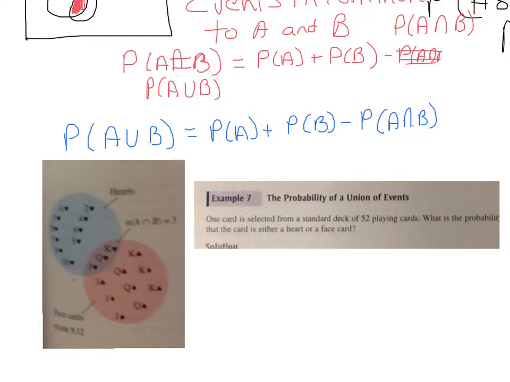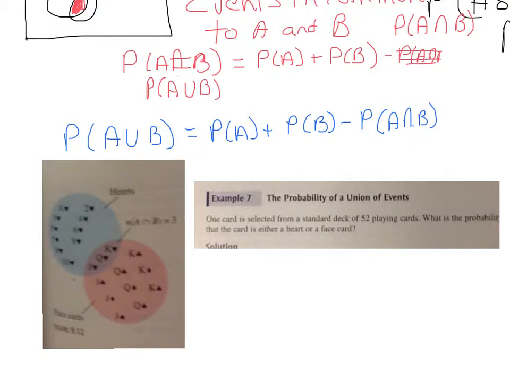All right, so let's look at this example. I just took the picture out of your book, but it says that one card is selected from a standard deck of 52 playing cards. What's the probability that the card is either a heart or a face card? Now, on the picture, you have the hearts. In the pink, you've got the face cards. But notice there's an overlap. You've got face cards that are hearts, so we have to take those out.